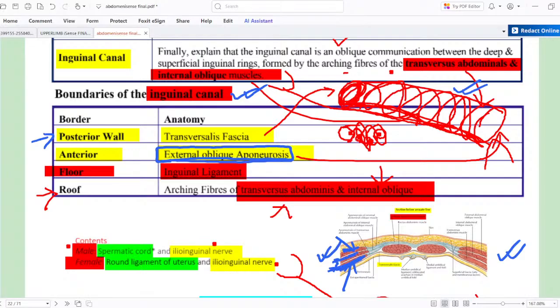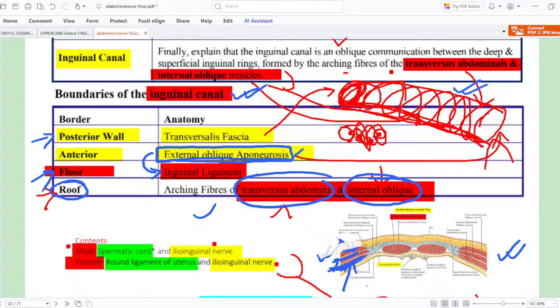These two, internal oblique and transversus abdominis muscle, form the roof of the inguinal canal. Now easy, very easy. And the floor is just like the basement, where the floor is the inguinal ligament. The inguinal ligament is actually the special part of the external oblique. We have seen in the picture, right? When the external oblique comes down and joins with the anterior superior iliac spine and pubic symphysis, its name becomes inguinal ligament. Actually, this is the aponeurotic part of the external oblique. Same thing.